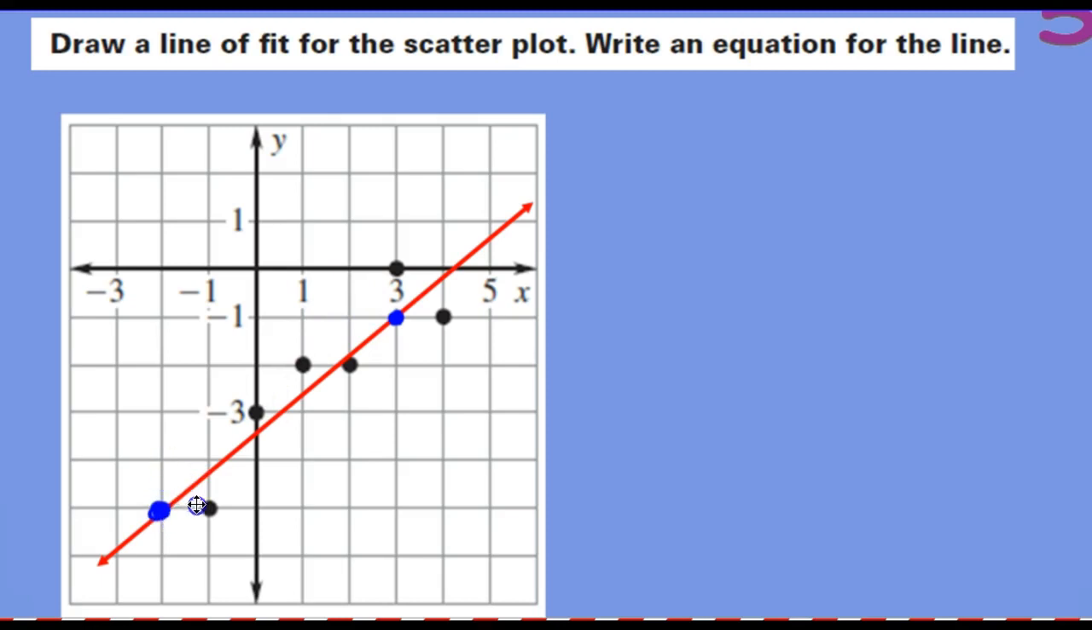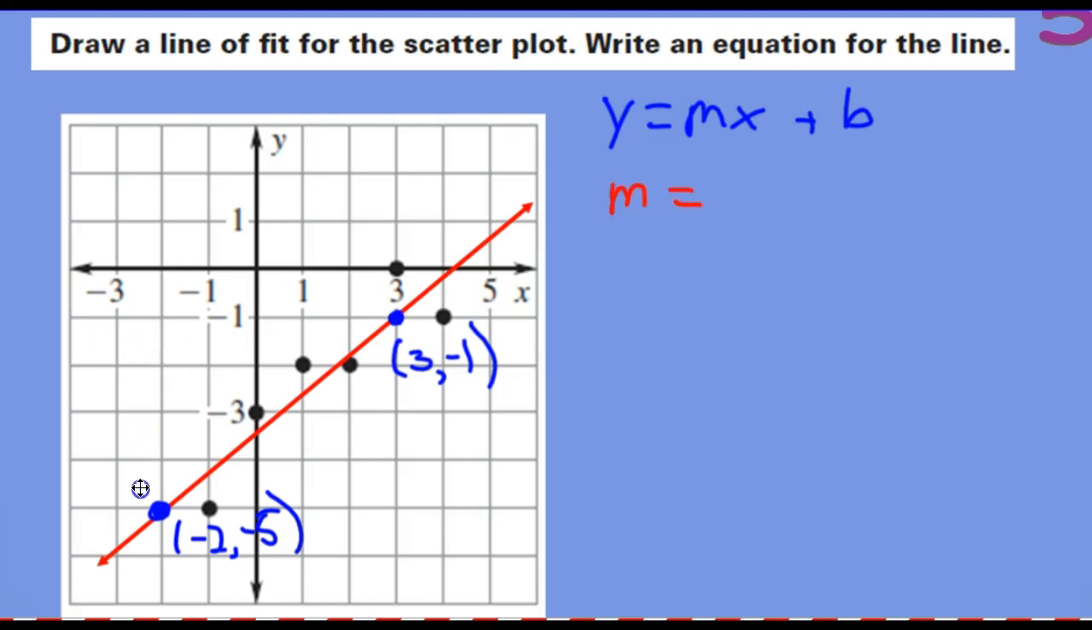So we have 2 points. One is at negative 2, negative 5, and one is at 3, negative 1. So what we're going to do is find y equals mx plus b. Now because we have a line, we can just count rise over run to find m. So we can go 1, 2, 3, 4, and then 1, 2, 3, 4, 5 as our run. So our slope is 4 over 5.